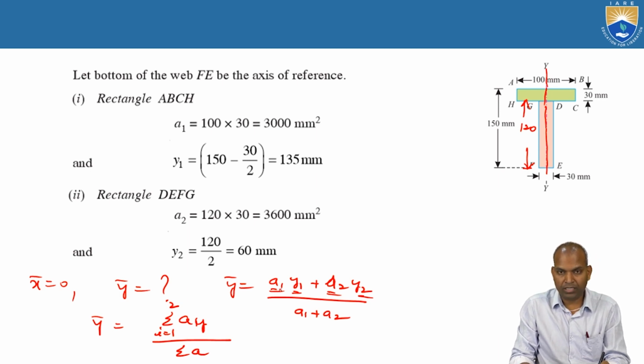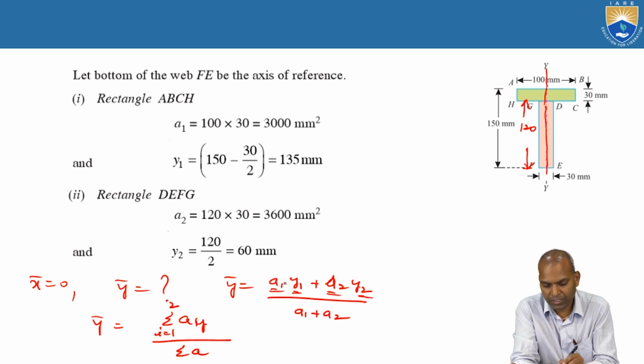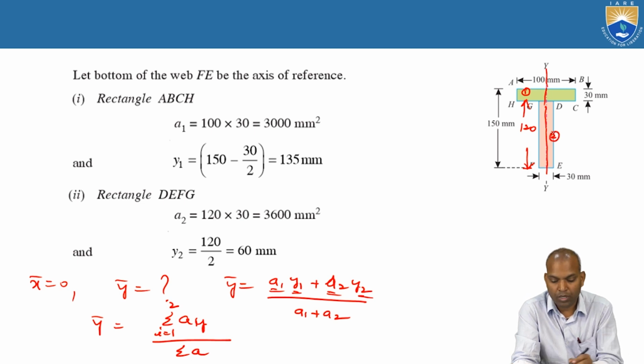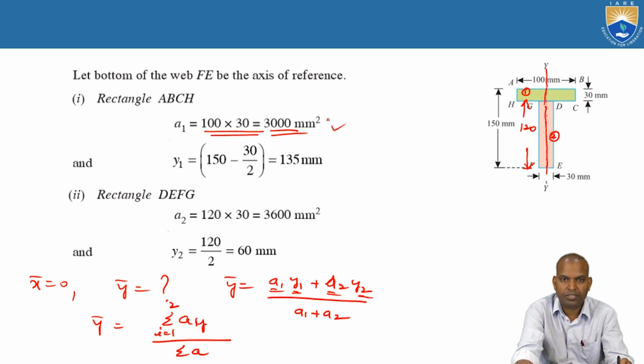Now, what is A1? A1 stands for the area of section 1. Here it is section 1 and section 2. What is A1? It is a rectangle. Rectangle area is B times H, or 100 millimeters times 30 millimeters. That is 3000 square millimeters.